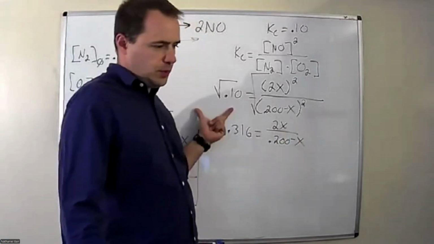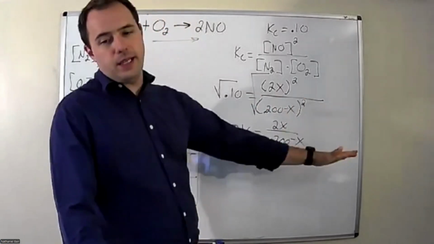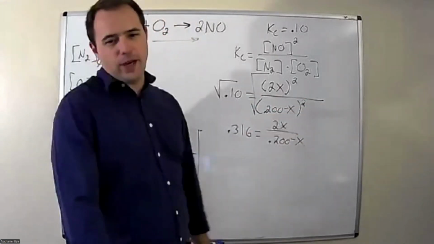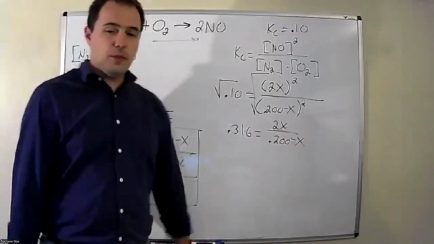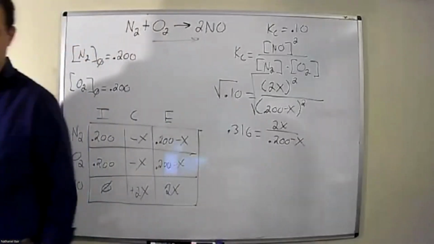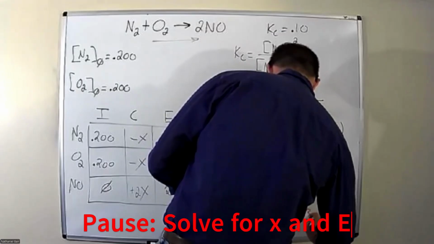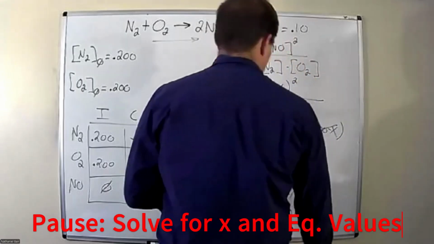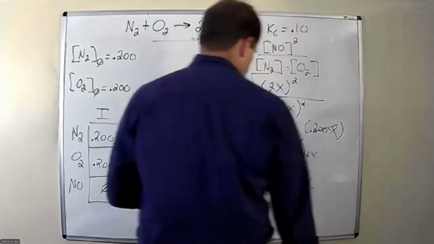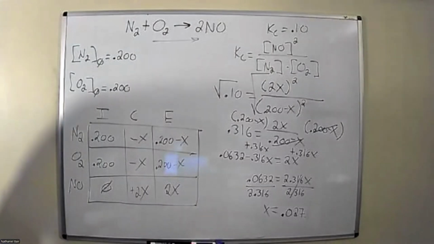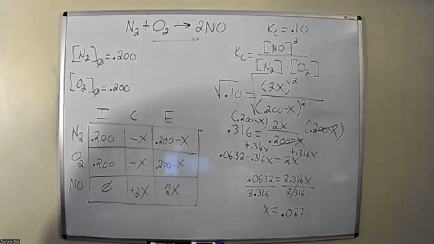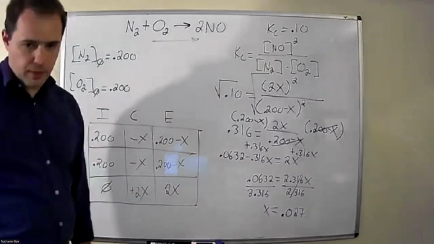Multiply both sides by 0.200 minus x. Combine like terms. See if you can't solve for x. And if you feel confident in your x value, see if you can give me the equilibrium values then. I'll go over it in a minute. Probably 2 sig figs. We'll go with 0.027. So I got 0.027 for my x value. 0.0273, whatever, it doesn't matter.